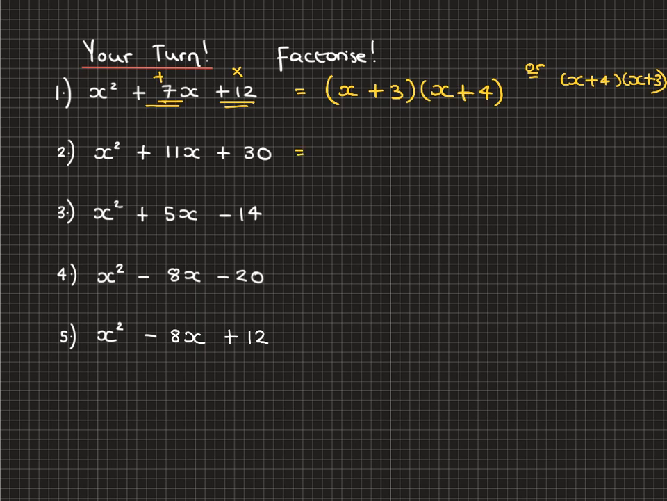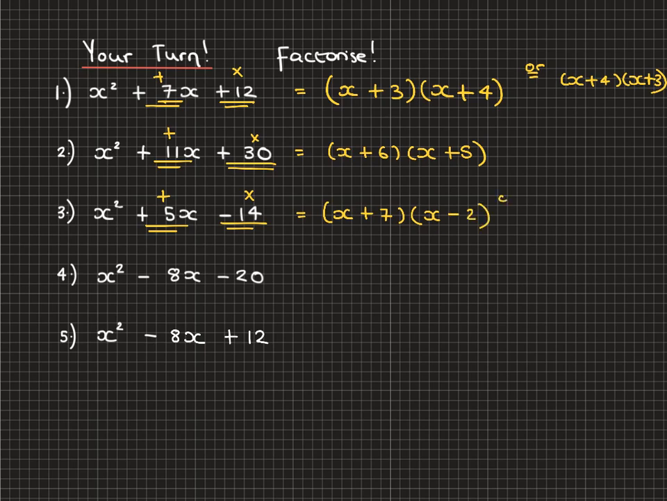Question 2. Two numbers that multiply together to make 30 and add together to make 11. So that has got to be x plus 6 multiplied by x plus 5, or x plus 5 multiplied by x plus 6 in the other order. Question 3. Two numbers that multiply together to make negative 14, add together to make 5. Did you get it right? It's x plus 7 brackets x subtract 2.